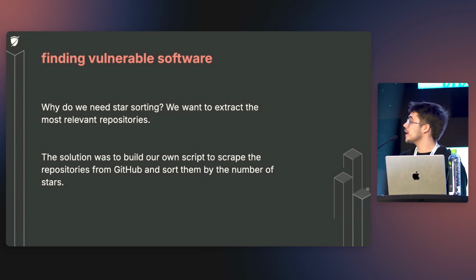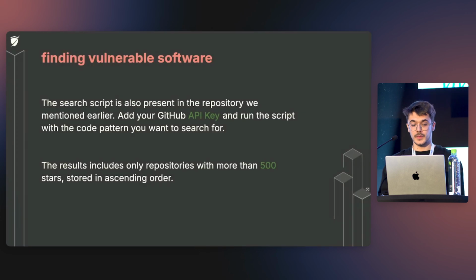And a solution for that was to build our own script so that we can scrape the repositories from GitHub and sort them by the number of stars. Also, this search script is present in the repository we have mentioned before. You just have to add your GitHub API key and run the script with the code pattern that you want to search for. The results include only repositories with more than 500 stars, stored in ascending order.